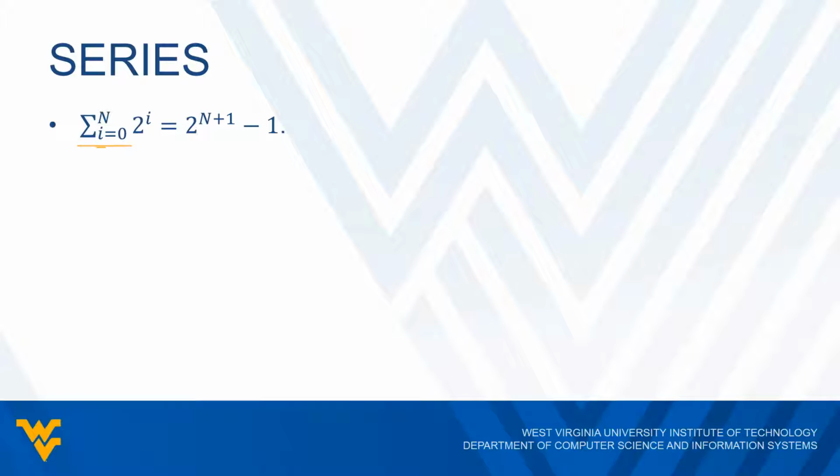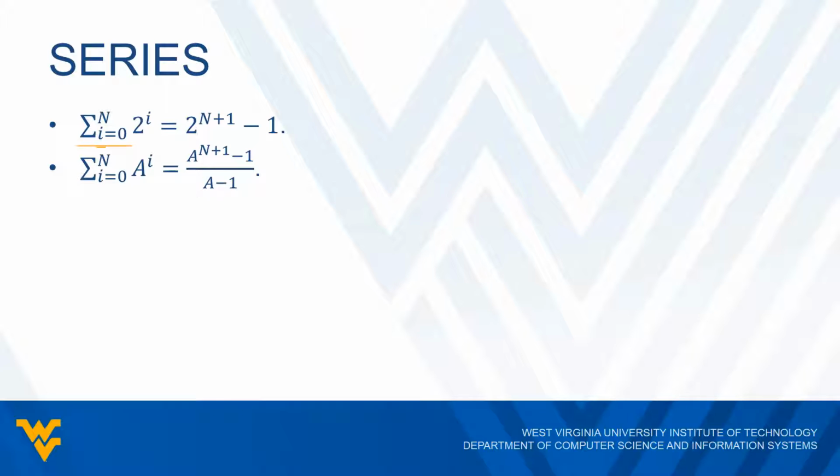All we're saying here is if we added up all these powers of 2, this simply comes out to 2 power n plus 1, and then we subtract it by 1. That's all we're saying here with this first rule, this first series. Let's take a look at another one.